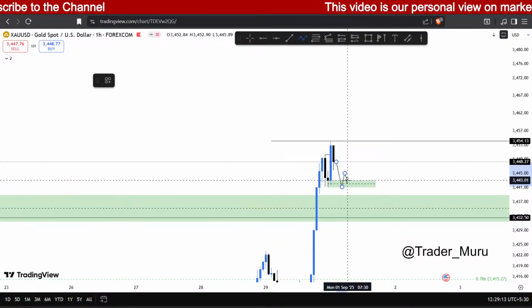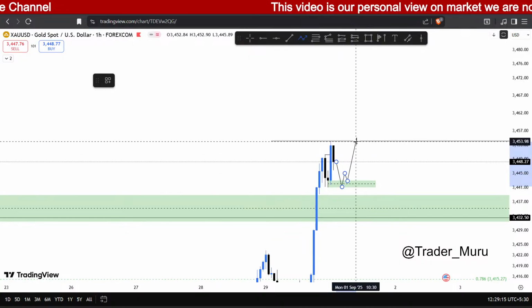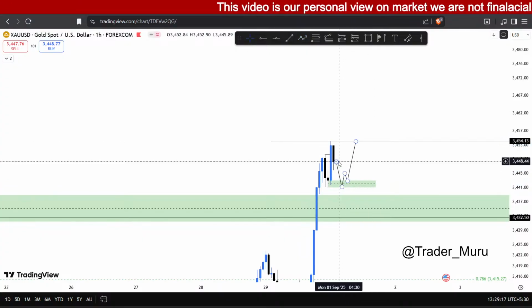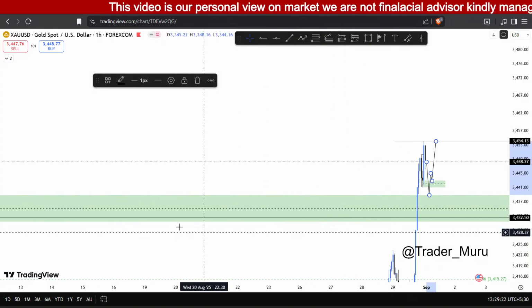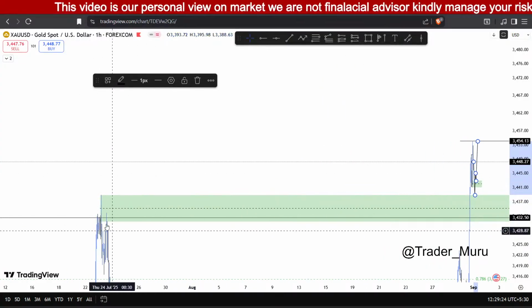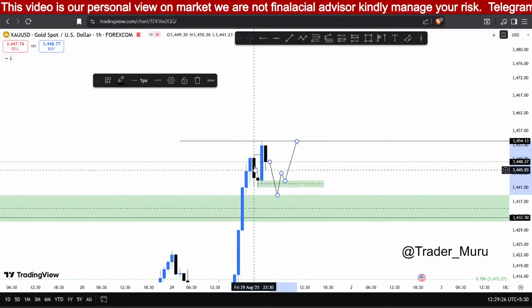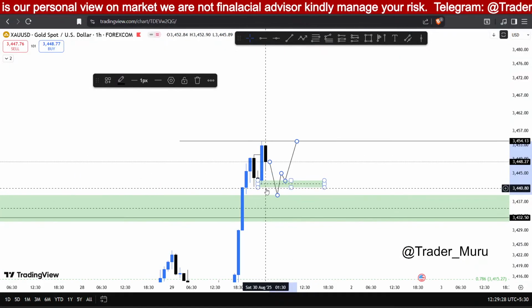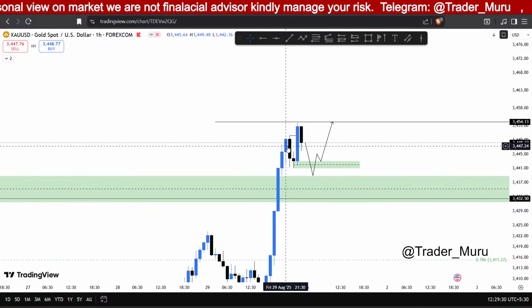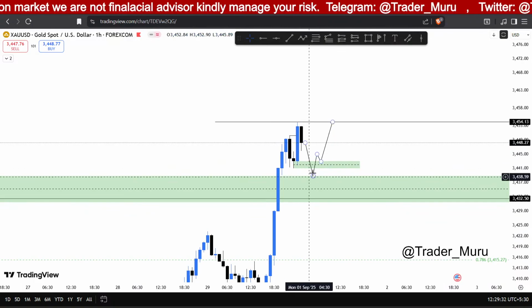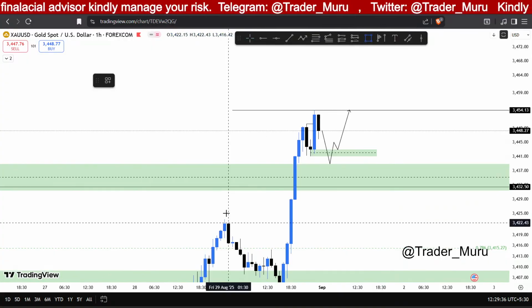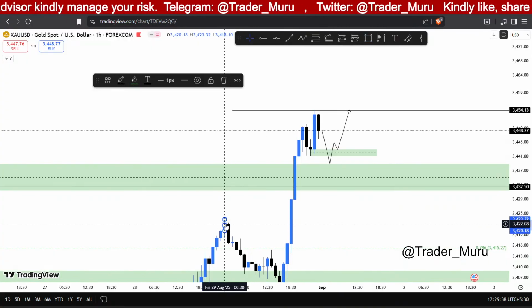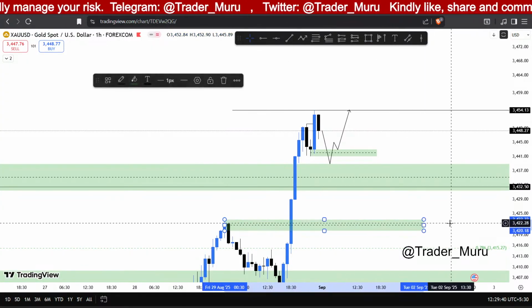Then we will be watching for buy, and if price just sweeps this area, retests our daily time frame structural areas, then we will be watching for long on reclaim here, because otherwise it will be a change of character and price can again go for downside. On the other hand, we have more buying areas lying below here.